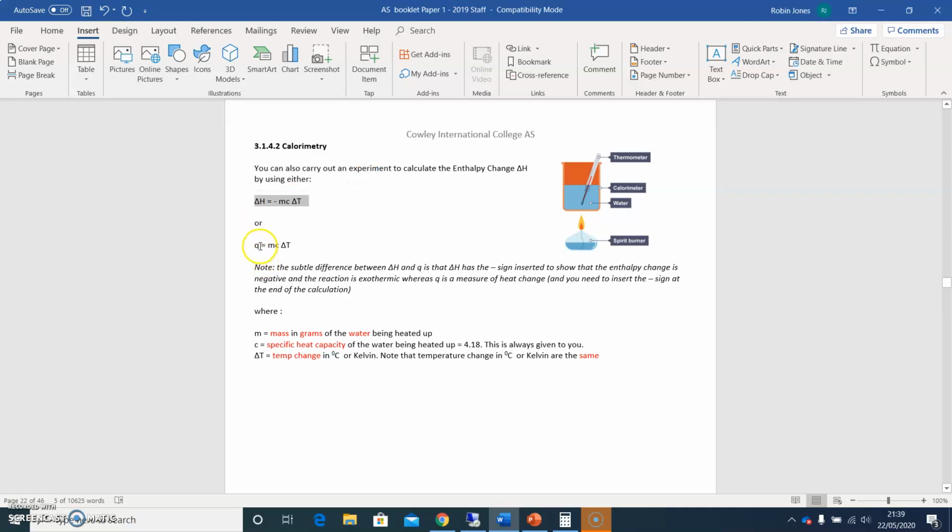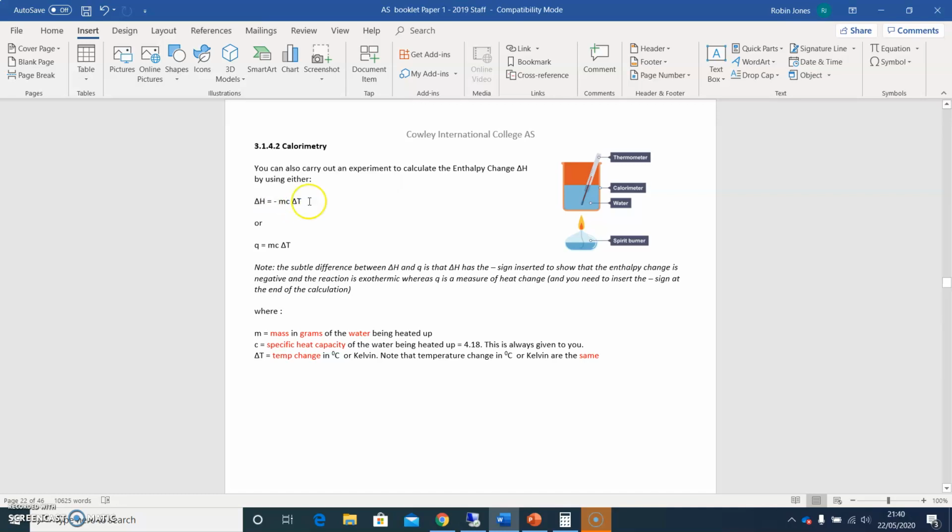So Q is just something you'll see in a textbook, and it annoys me, it frustrates me, because Q is delta H without the minus. It's a measure of heat change, not knowing whether something is giving out heat or taking in heat, exothermic or endothermic. So if you see that, I'd ignore it. Let's stick to the top one, a much more useful equation. Delta H equals minus MC delta T.